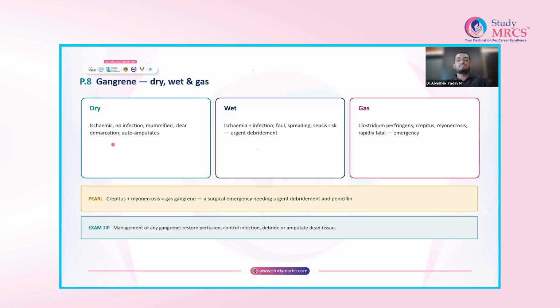An example is involvement of the bowel wall in wet gangrene. Gas gangrene is because of infection by the Clostridium perfringens group of bacteria, which leads to the development of gas gangrene. If you feel on clinical examination a crepitus with myonecrosis, it goes in terms of gas gangrene, which is a surgical emergency in nature.